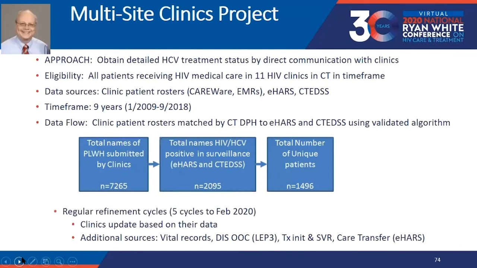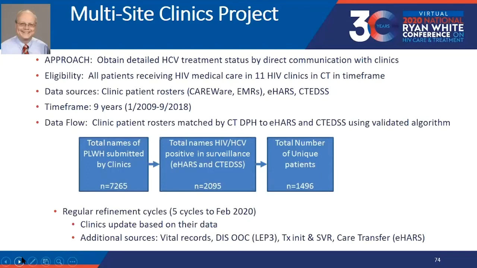So we did in parallel, this is the work of my data manager, Ralph Brooks, pictured here on the left, what we call our multi-site clinics project. So it's a different approach to the data because we now talk to our 11 clinics. These were 11 HIV-focused clinics in Connecticut, and we talk to them. We have a data manager ensconced in every one of these clinics, and we ask them, over a 9-year time frame, January 2009 to September 2018, people who have HIV and hepatitis C infection, what's their status?